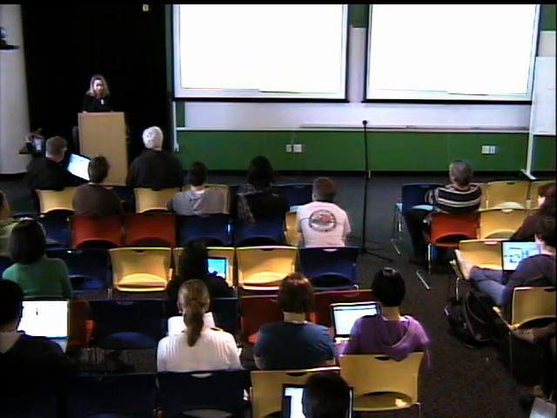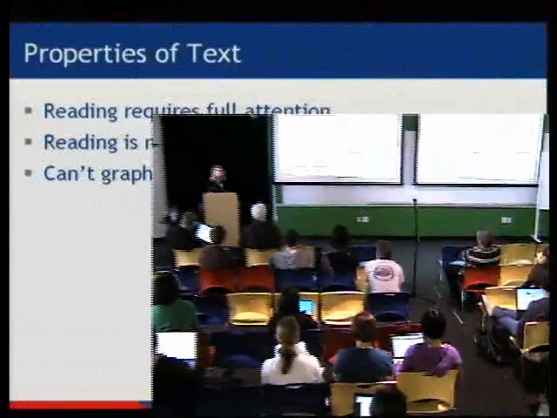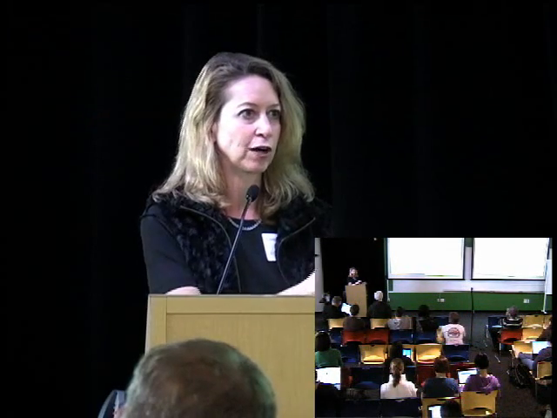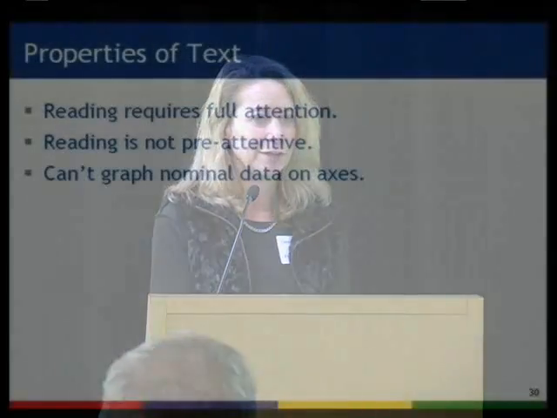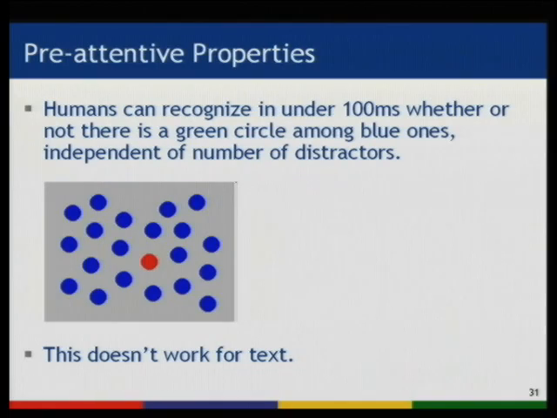I have my stab at it. So one is, I mentioned before, reading requires full attention. So if you do show text, it's hard to also make it graphical. And if you show images next to text, there's a cognitive switch that has to happen. When you process text, that's a different set of mental activities than processing images. Reading is not pre-attentive, and I'll explain that in a second. And you can't graph nominal data on axes. So let's talk about these two.